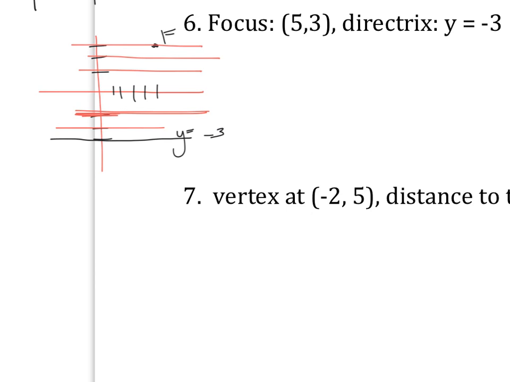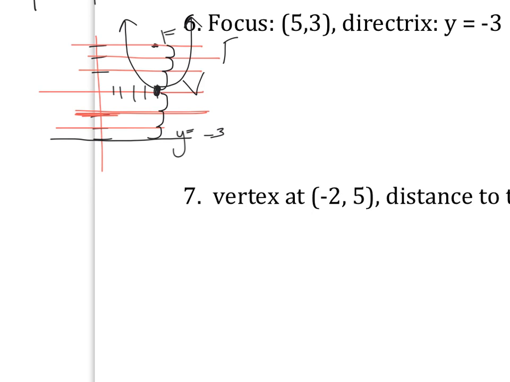Okay, so count with me. Between the focus and the directrix, that's 1, 2, 3, 4, 5, 6. So that's 6. What's half of 6? 3. Okay? So count 1, 2, 3. So that is the vertex. Then 1, 2, 3. So you see how the vertex is halfway between them? And the parabola should open upward because the focus has to be inside the parabola.